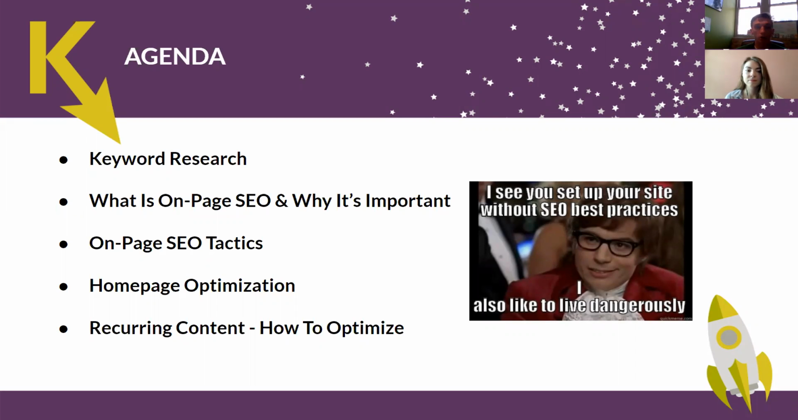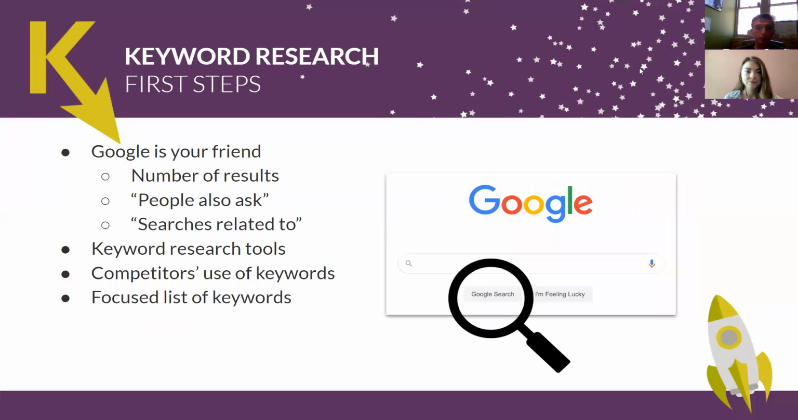Then we'll get into a bit about homepage optimization. How can you make sure that it's properly optimized so you're getting more traffic and keeping more people on your website? Last but not least, how you can optimize that recurring content you post on your site, and a bit about what that is as well.